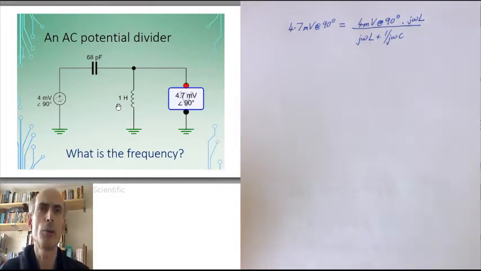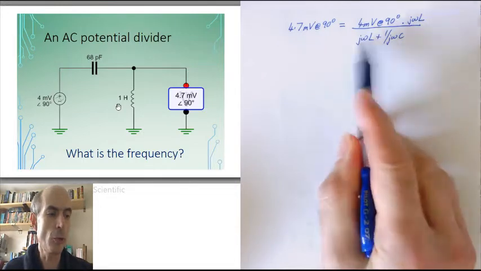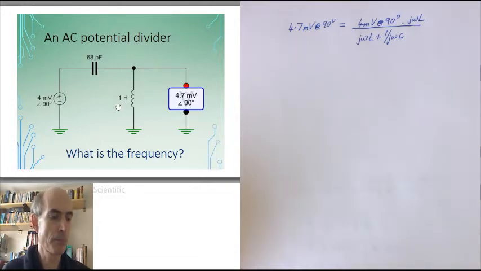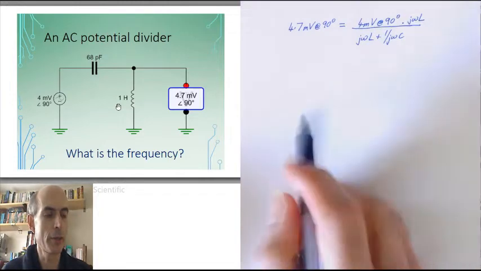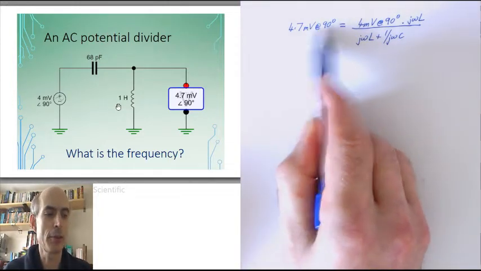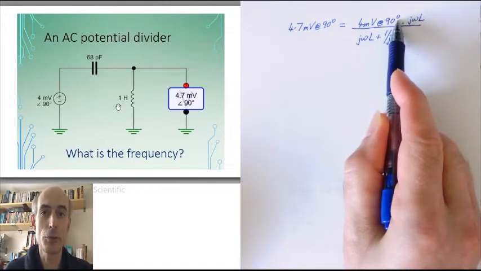We know the value of the inductor, we know the value of the capacitor. What we don't know in this case is the frequency omega. So we have to do a bit of algebra. Now the first thing I note, looking at this, is that the 90 degrees on this side and the 90 degrees on this side cancel out.